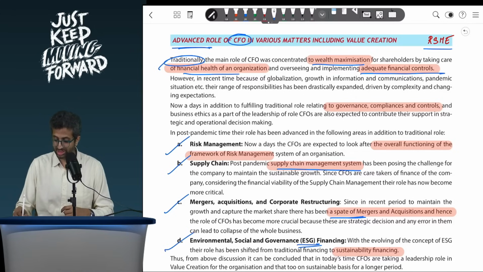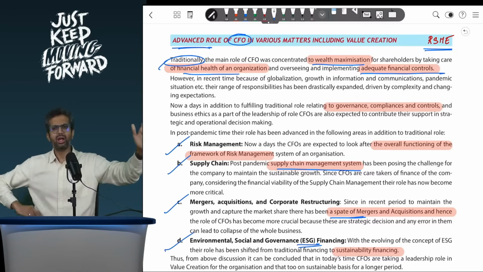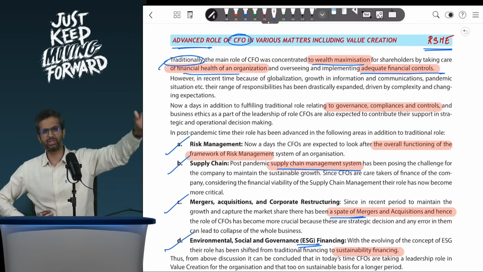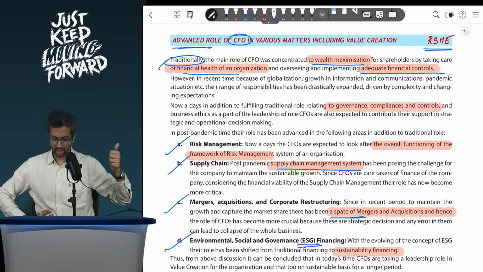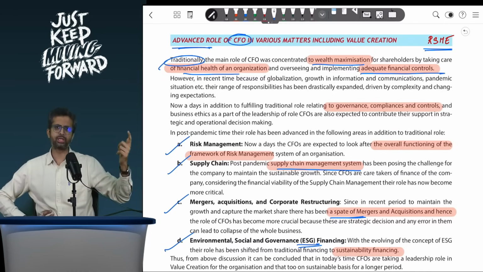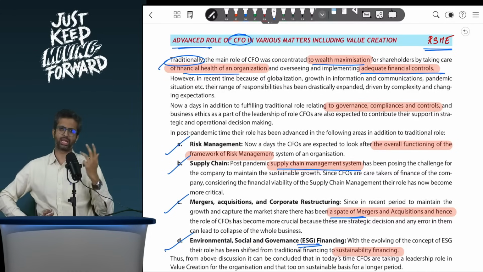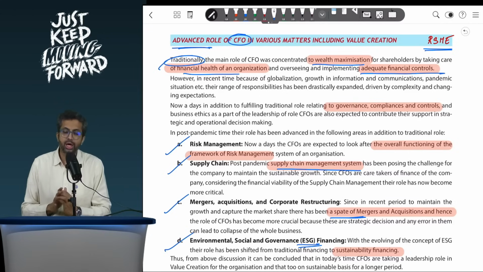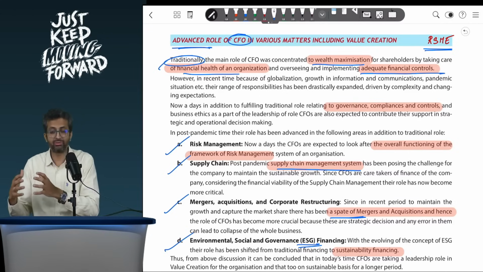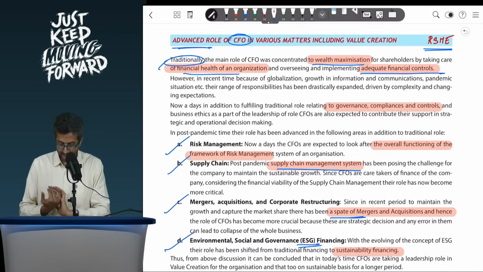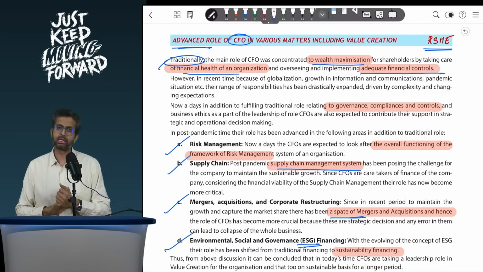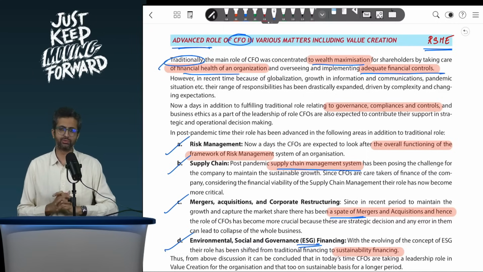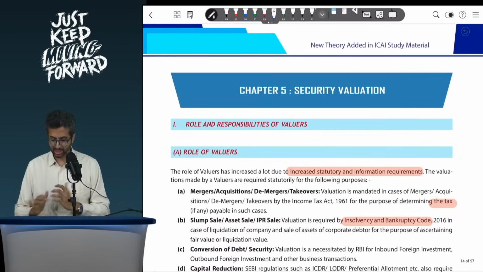So over here you say RSME. SME can be small and medium enterprise, if you want to remember it. R is risk management, S is supply chain, M is mergers and acquisition, and E is ESG. So the additional responsibilities of a CFO will involve having a risk management system in place, supply chain management in place, mergers and acquisition, as well as ESG frameworks. So that is about it.